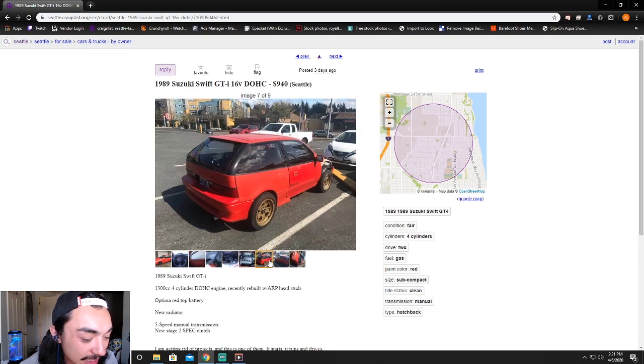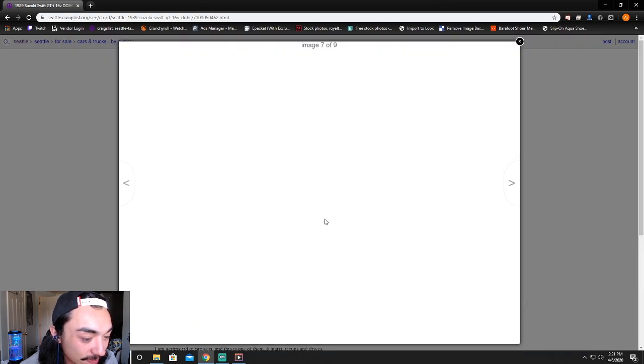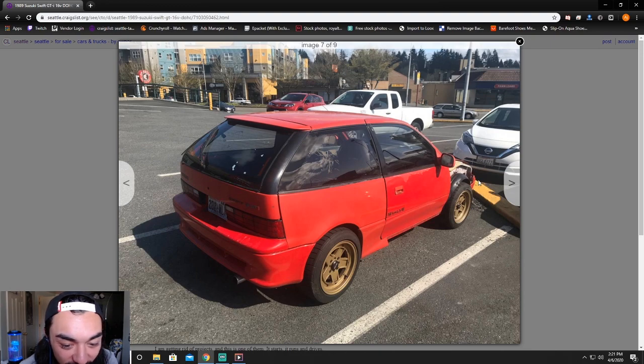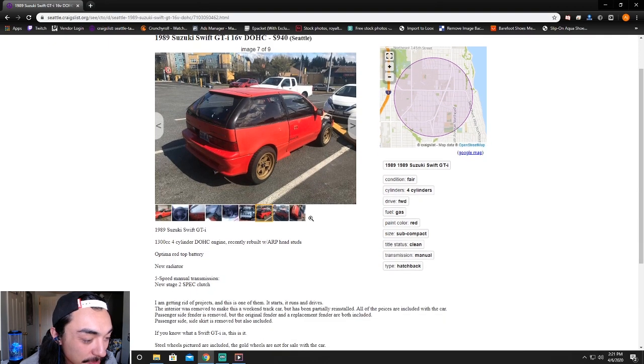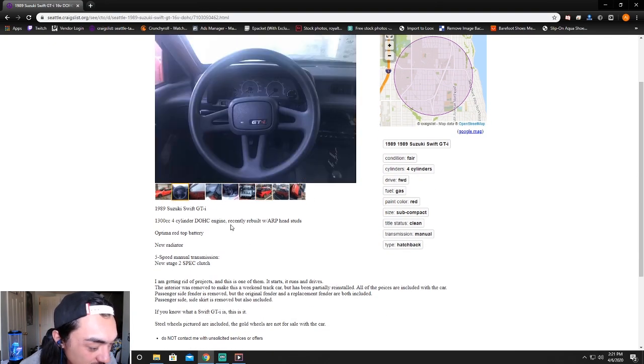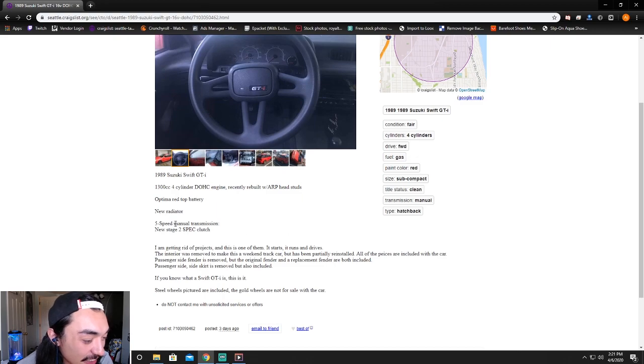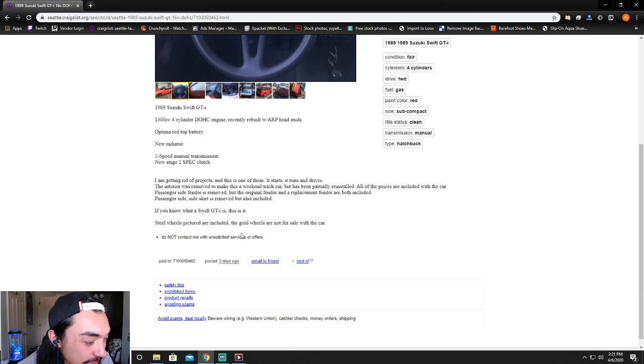He tried to hide this thing too. Look at this. Look at this, dude. Look over there. What the hell's that? This thing is actually like a POS. But holy crap, bro. $940. And it still has the 4-cylinder. It's dual overhead cam. ARP head studs. Why though? 5-speed. I'm getting rid of projects. This is one of it. Starts and runs and drives. The interior is removed to make the weekend track car.